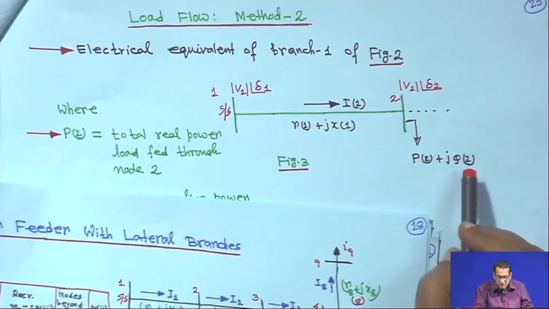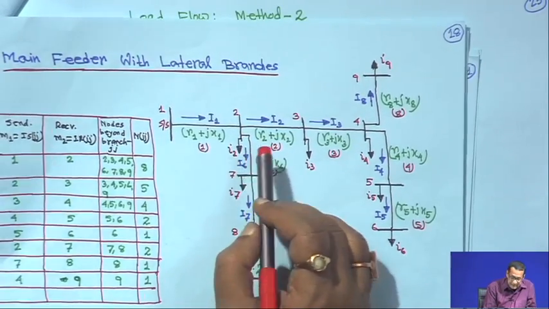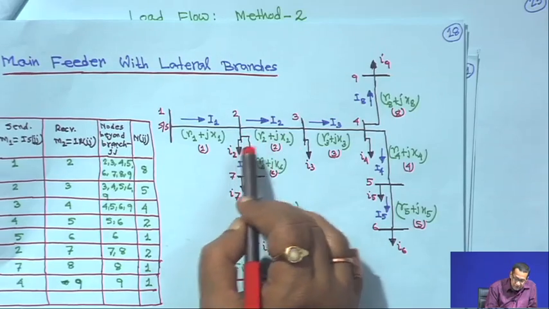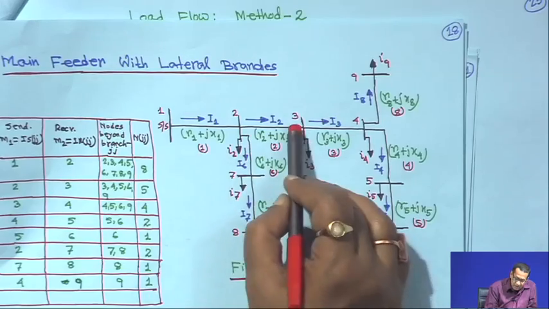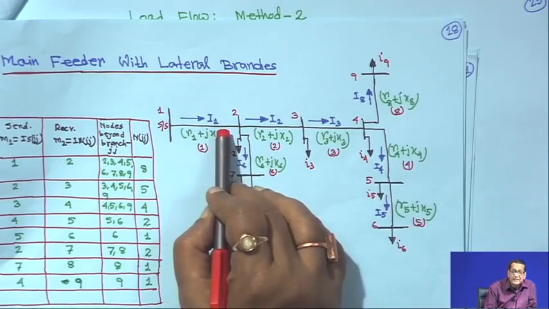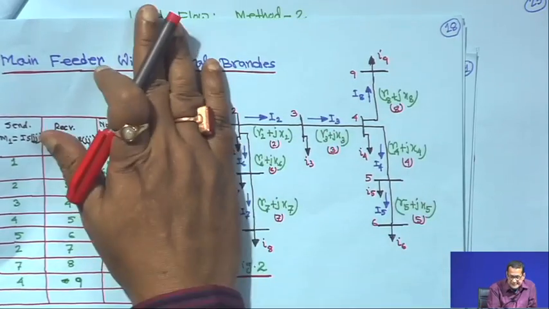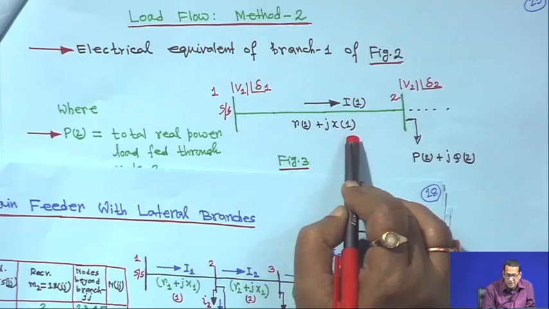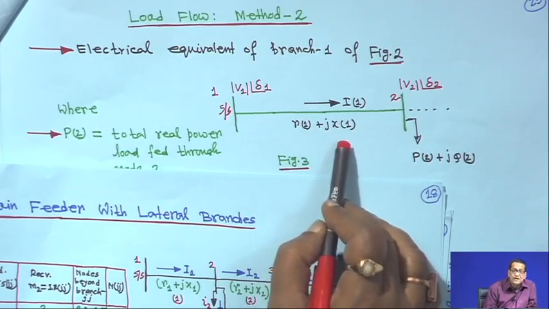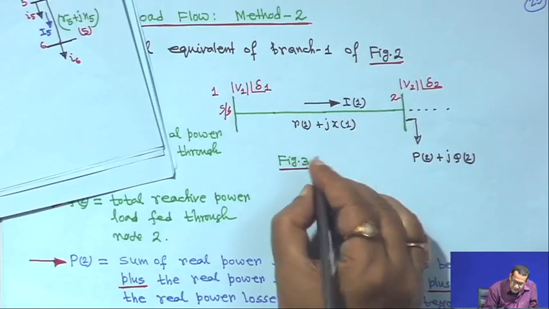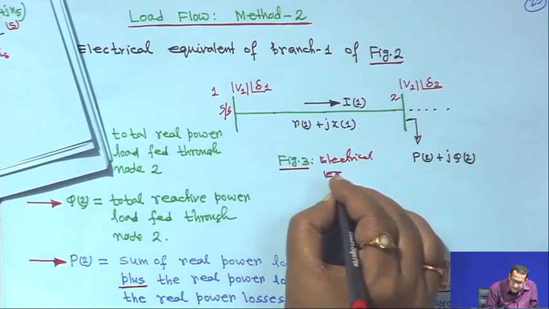Similarly, when you consider the reactive power load, that is the total reactive power load fed through node 2, that is Q2. It is the reactive load of node 2 itself plus all the reactive loads of all the nodes beyond this branch, plus all the reactive power losses of all the branches beyond branch 1. This is actually branch 1. Here I have just marked figure 3, but this is the electrical equivalent of branch 1. If you want, you can write this as the electrical equivalent of branch 1.